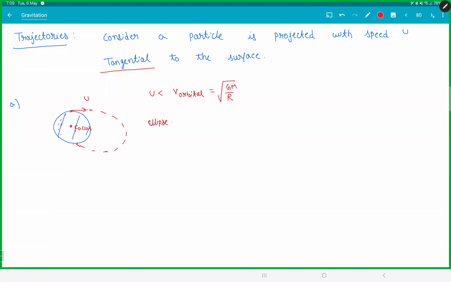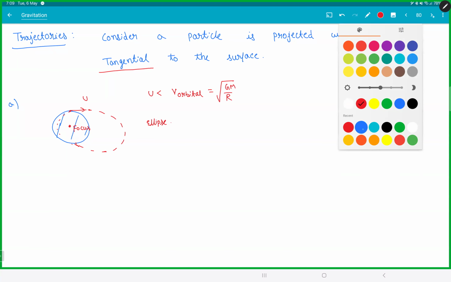So what we studied in kinematics, right? The parabola thing, that is valid if the Earth was flat and the gravity was not changing, isn't it? If g is constant and the Earth was flat, it is actually a parabola. Here, the magnitude of g is changing, the direction is also changing. It actually forms an ellipse.